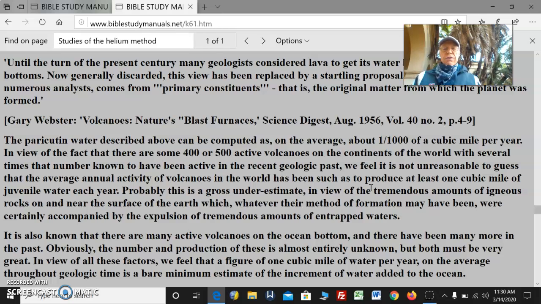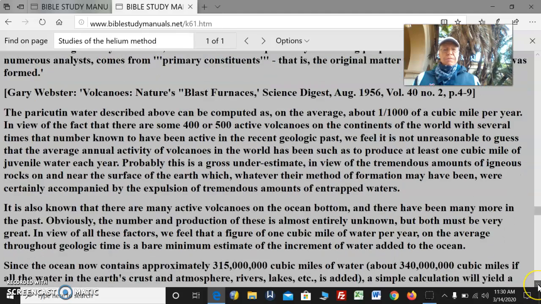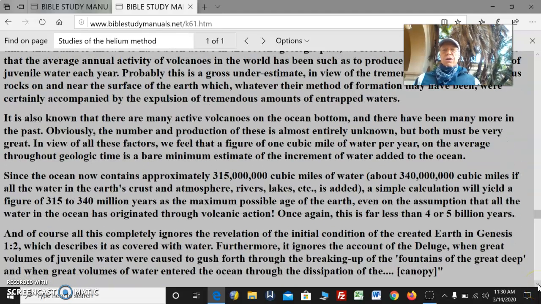Probably this is a gross underestimate in view of the tremendous amounts of igneous rocks on and near the first surface of the Earth, which, whatever their method of formation may have been, were certainly accompanied by the expulsion of tremendous amounts of entrapped waters. It is also known that there are many active volcanoes on the ocean bottom, and there have been many more in the past. Obviously, the number and production of these is almost entirely unknown, but both must be very great. In view of all these factors, we feel that a figure of 1 cubic mile of water per year on the average throughout geologic time is a bare minimum estimate of the increment of water added to the oceans.